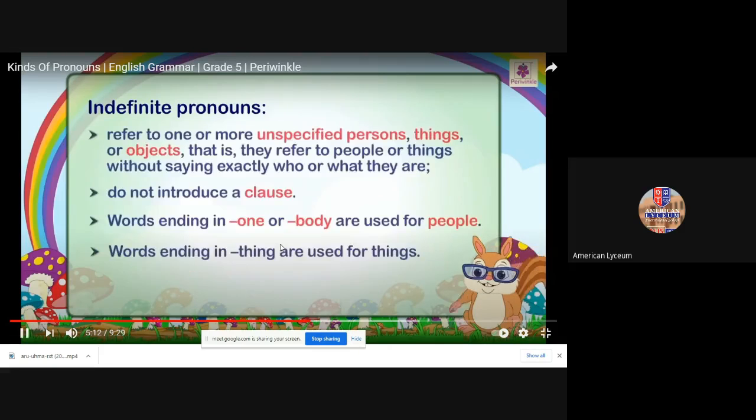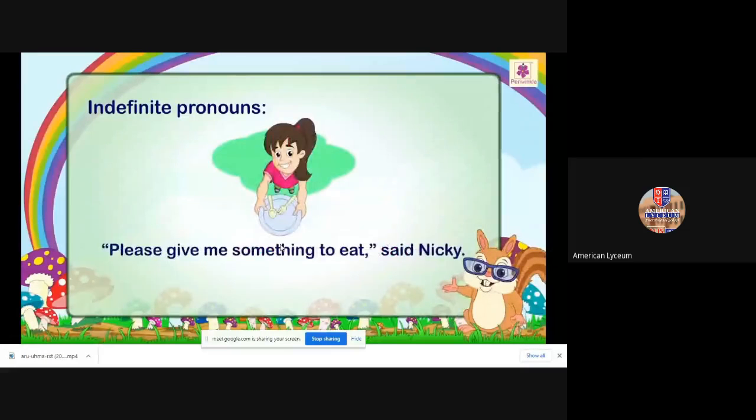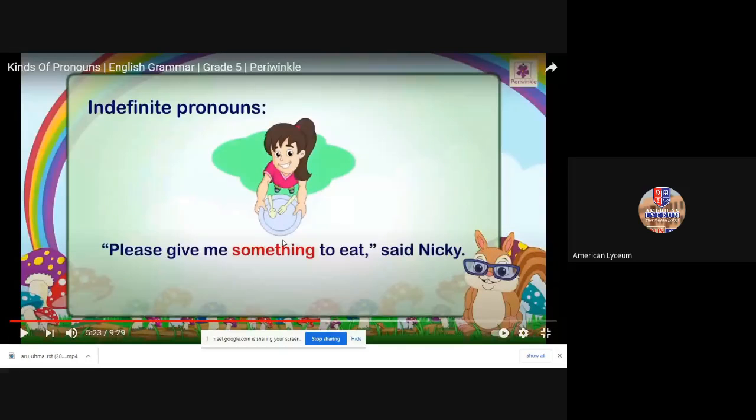So this is an indefinite pronoun, somebody. Words ending in thing are used for things. For example, please give me something to eat. So when you say please give me something to eat, this is used for food, for things.